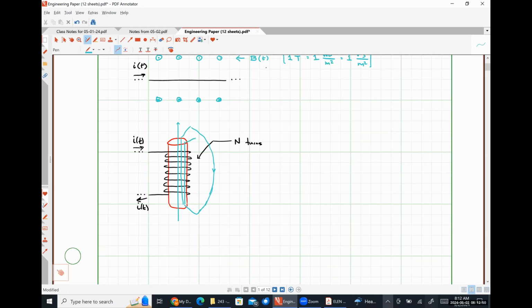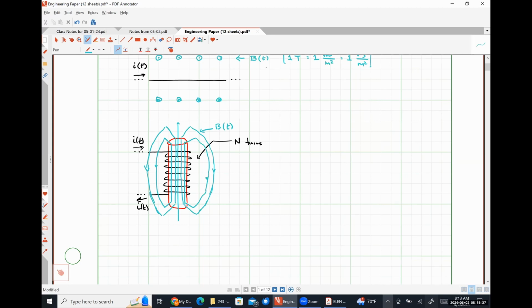Put another one like this, and we can put some on the other side of our coil as well. Like so. Once again, all of these light blue lines are representing our magnetic flux density B as a function of time.